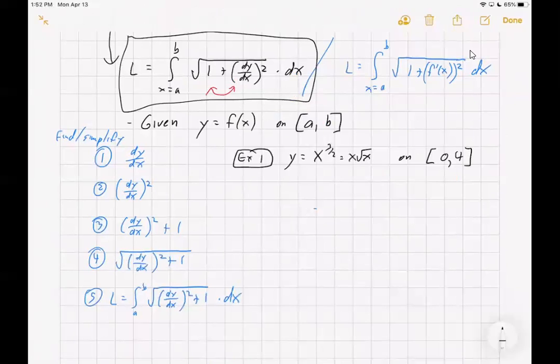Okay, so let's do the steps. Step 1, I want to take the derivative of this. So dy dx is equal to 3/2 x to the 1/2, right? So that's the derivative in step 1. In step 2, we're going to square that.